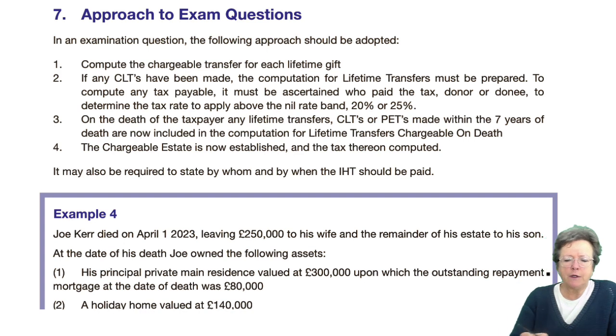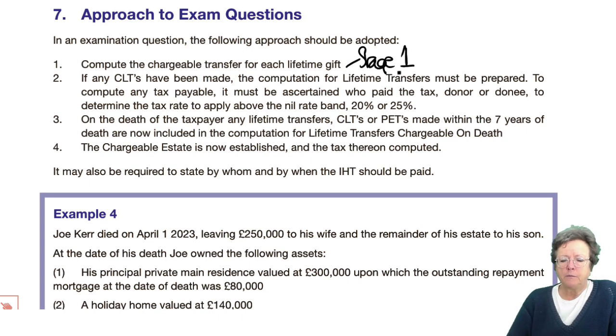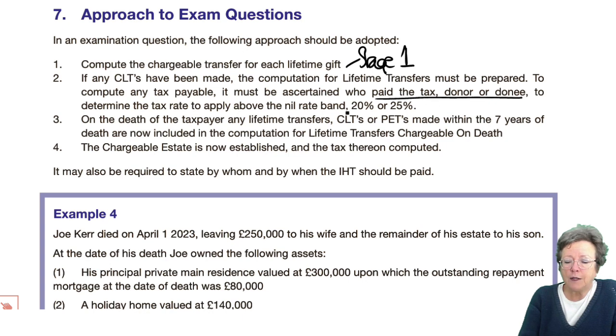So work out the lifetime tax, stage one. If any CLTs have been made, the computation for lifetime transfers must be prepared. To compute any tax payable, ascertain who paid the tax to work out whether it's 20 or 25%. Then you've got stage two, which is the additional tax on lifetime transfers, and then stage three.